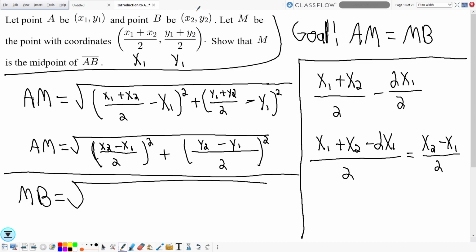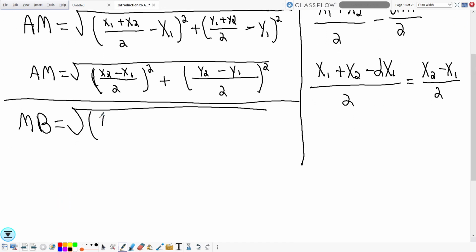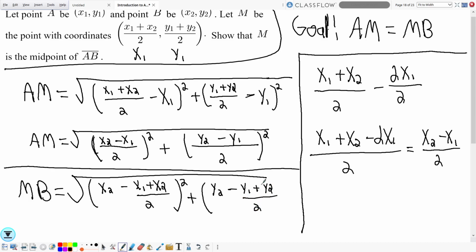And since B is already given the names of x2 and y2, I might as well just redefine M as my x1 and y1. It won't make a difference, but you'll see. So we'll set up that same way as first. So we have x2 minus our x1, which we redefined as that first coordinate of M, so x1 plus x2 divided by 2, and then we're going to square that. And then add that with y2 minus, and again take the y coordinate from M, y1 plus y2 divided by 2, and then square that.